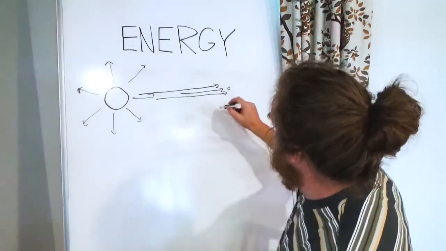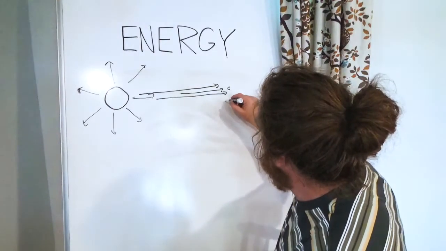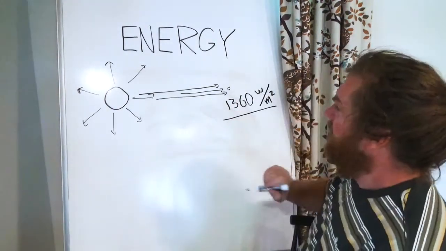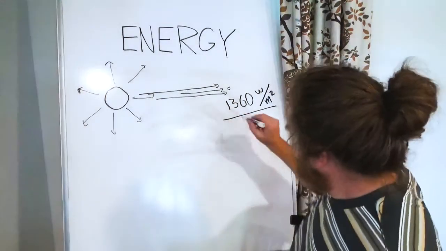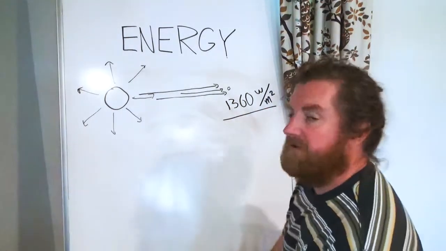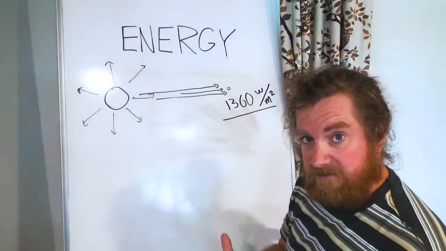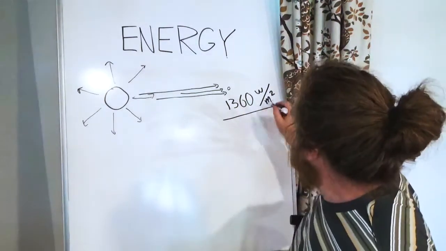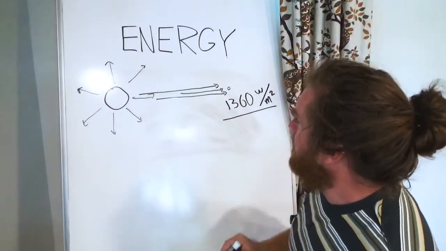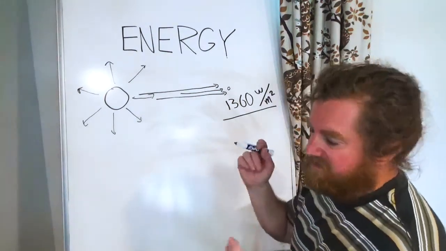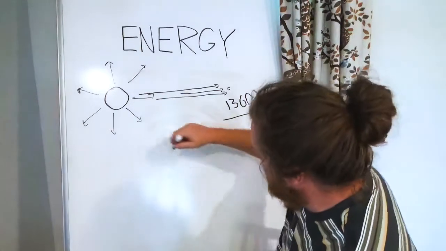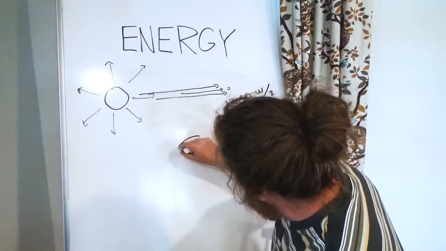constant is what we're getting hit with. So the solar constant, the amount of energy that we're getting hit with, is 1,360 watts, joules per second, per square meter. Now, that's something that we will have to pick apart here. So let's say we've got the Earth.